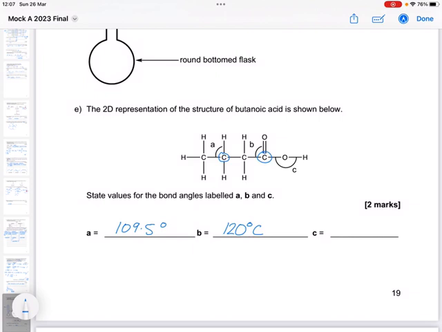C. And then the exam question's been really sneaky here. So they've drawn it as if it's a straight line, but if you think of water, that's going to be non-linear or V-shaped with a bond angle of 104.5 degrees.